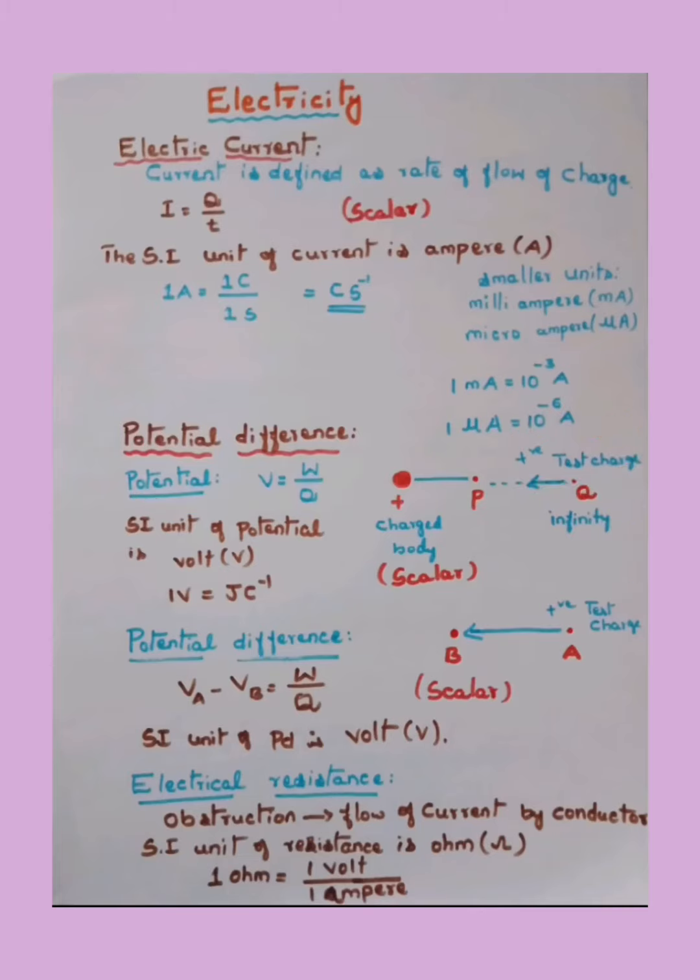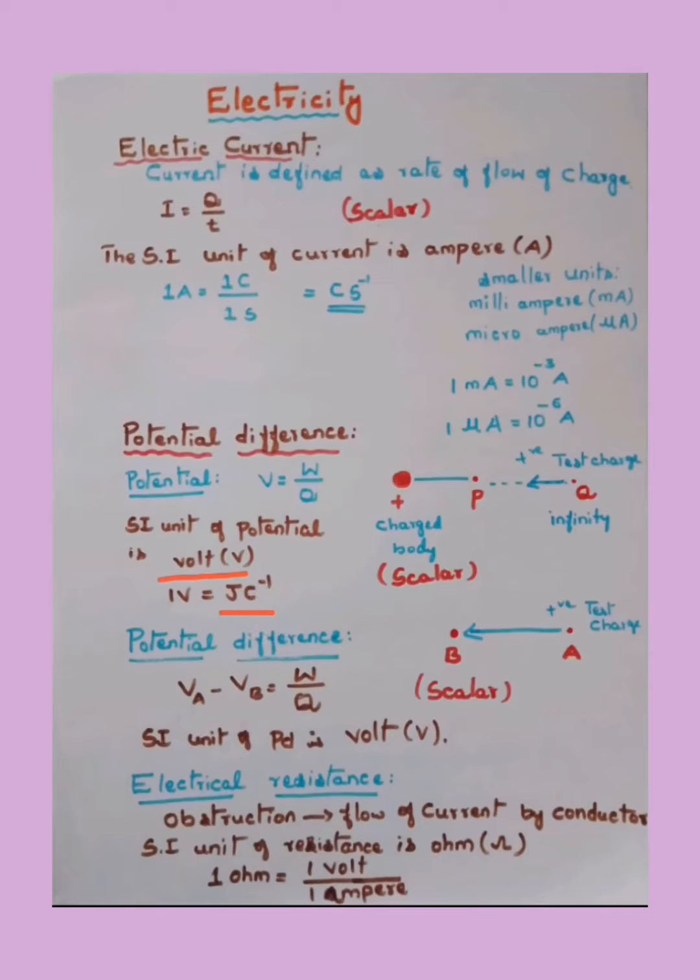It is expressed by the formula V = W/Q, and it's also a scalar quantity. It has only magnitude, no direction for the potential. The SI unit of potential is volt. 1 volt = 1 joule per coulomb.